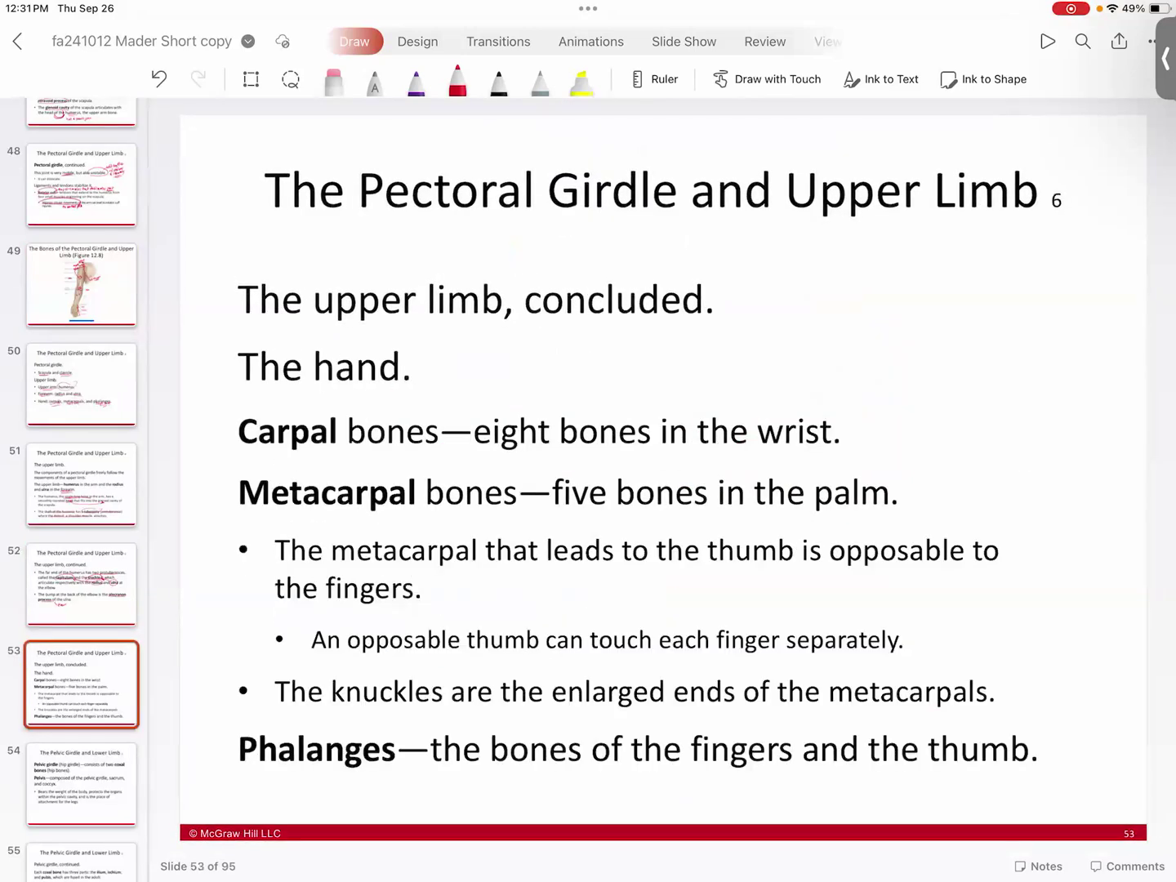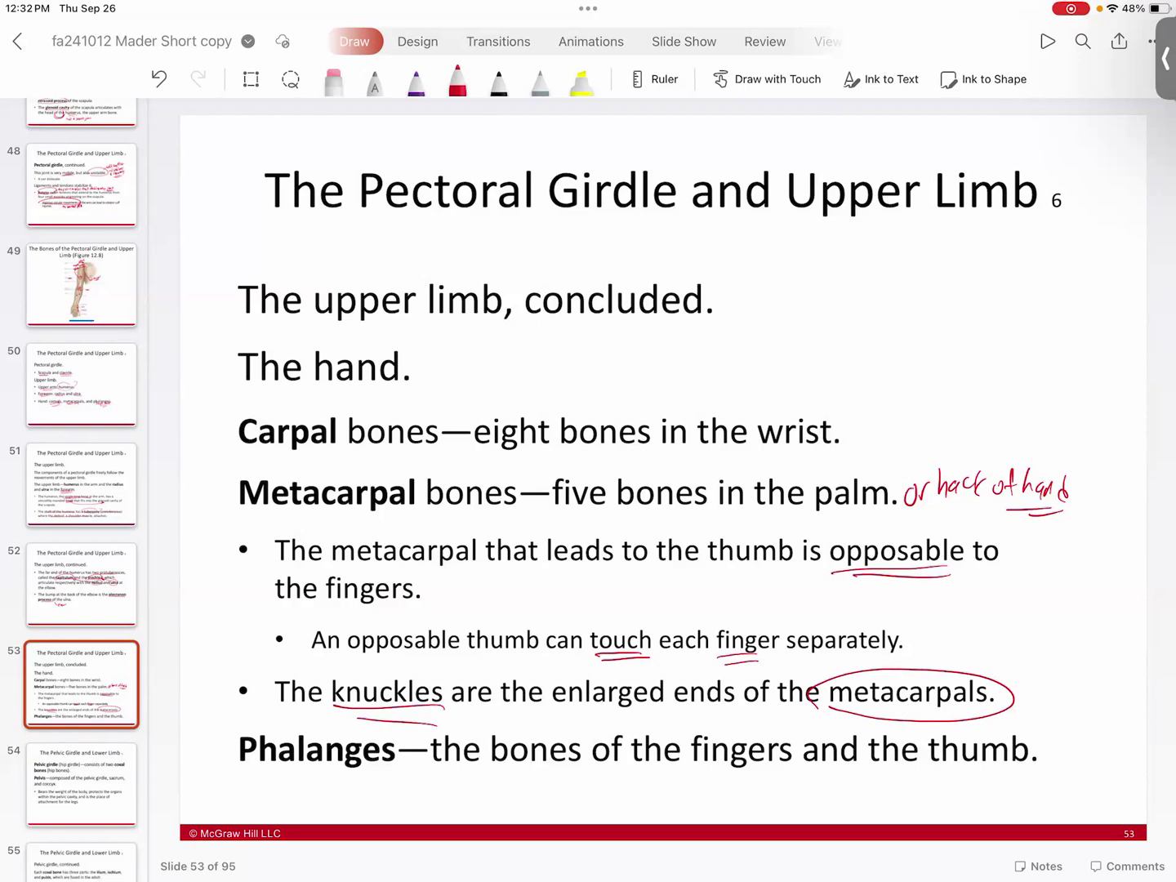So in the hand, you have 8 wrist bones or carpal bones. You have 5 metacarpal bones, that is to say, bones of the palm or the back of the hand, depending on how you look at it. And the metacarpal that goes to the thumb is opposable to the fingers. That basically means you can touch the thumb to the tip of the finger. The knuckles, the big knuckles, are essentially the enlarged ends of the metacarpals.